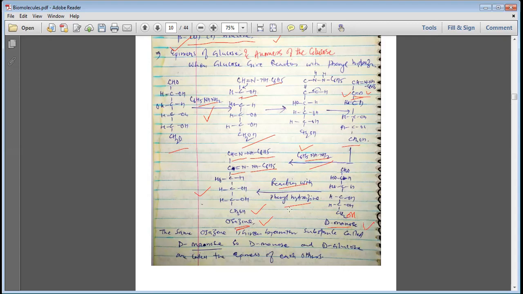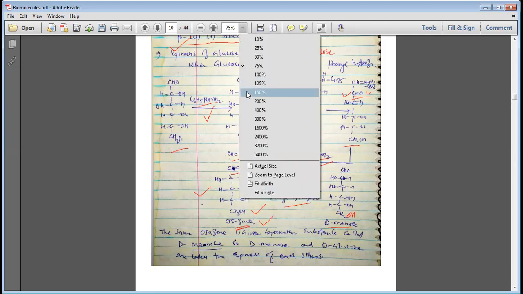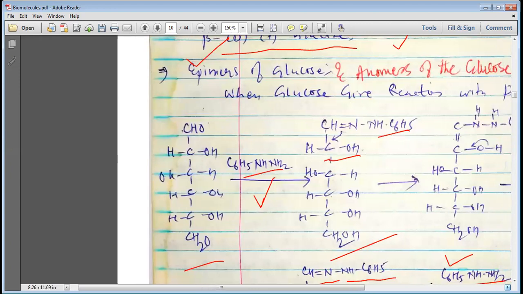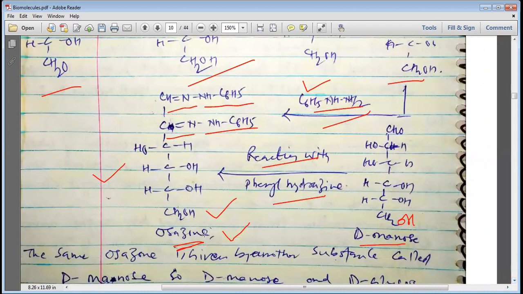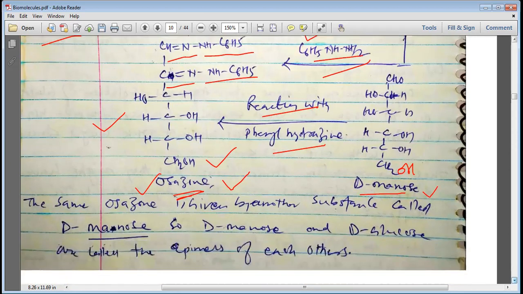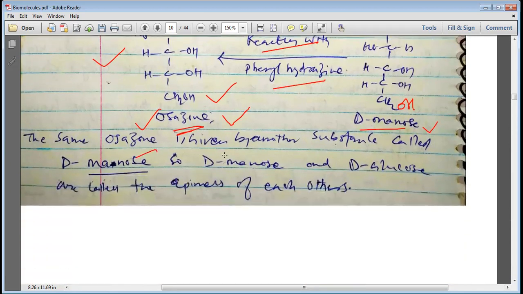When D-mannose is allowed to react with phenylhydrazine, it gives the same kind of product as is obtained from the two-fold reaction of glucose with phenylhydrazine. Please remember, when glucose reacts with phenylhydrazine, it consumes two molecules of phenylhydrazine and gives us the osazone. The osazone we get from glucose is very similar to the one from D-mannose reacting with phenylhydrazine, the same osazone given by another substance called D-mannose.